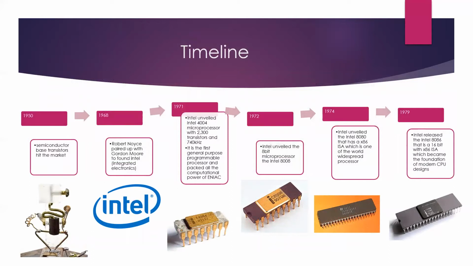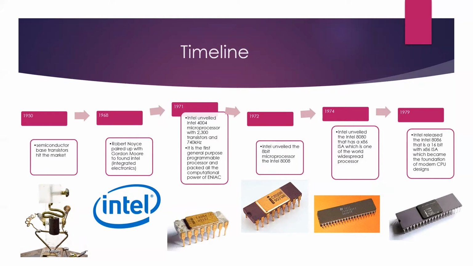So we have here our timeline. In 1950, semiconductor-based transistors were introduced in the market. In 1968, Robert Noyce paired up with Gordon Moore to found Intel, or Integrated Electronics, where they unveiled the Intel 4004 in 1971 with a whopping 2,300 transistors and 740 kHz. It is the first general-purpose programmable processor which packed all the computational power of the ENIAC.